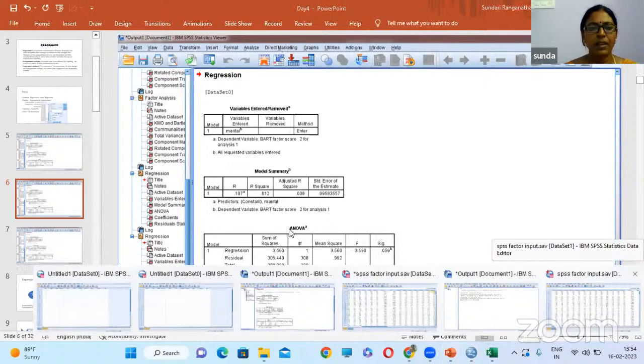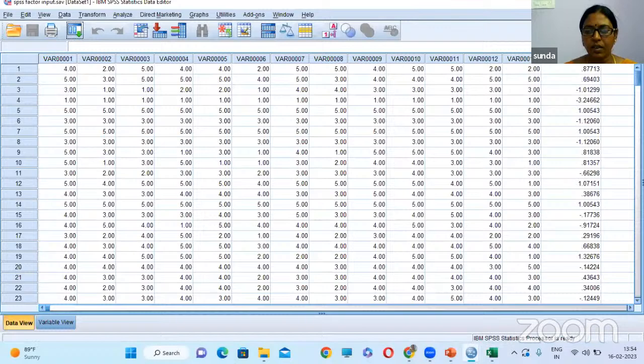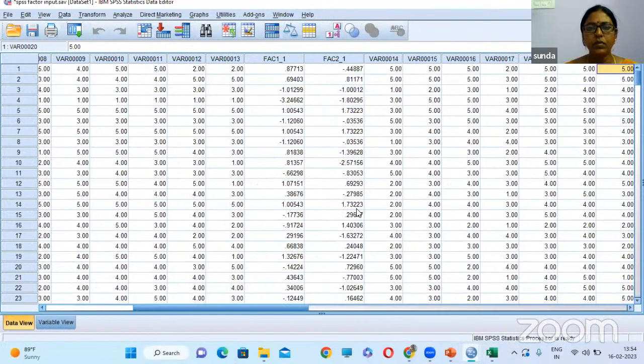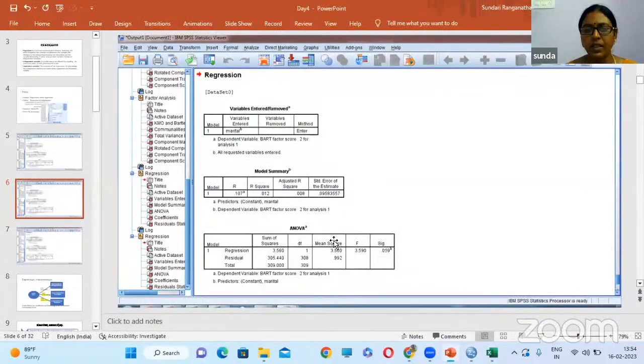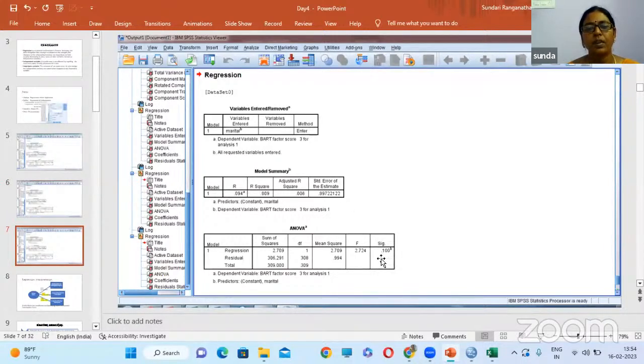We have three factors, right? So we apply the same model to find out the results. The results appear like this. With the second model, your significance level is 0.100, which is more than 5%. Therefore, our inference is there is no association between marital status and the second factor in the study.